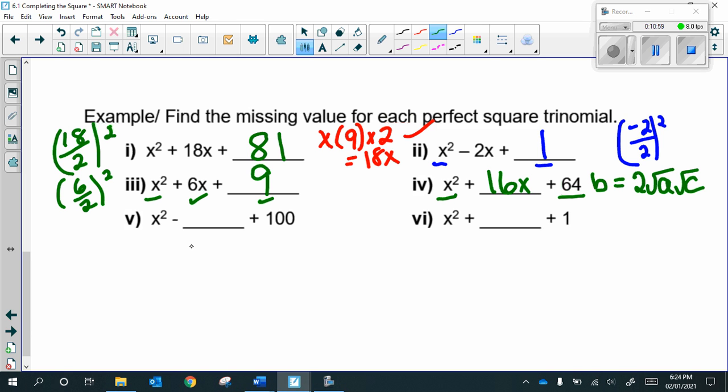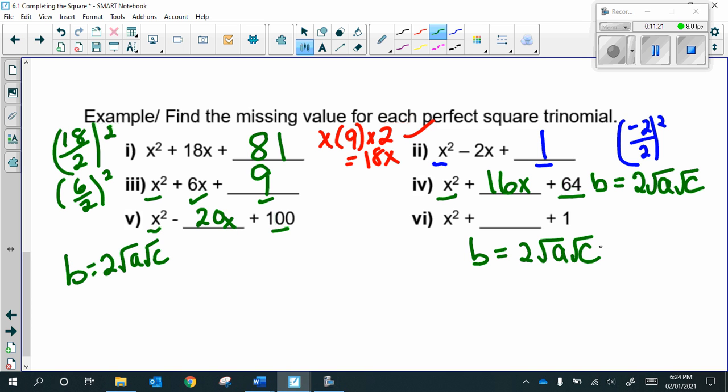And this one we're missing our b value, so I know that b is twice the square root of the outside terms. So square root of x squared is x, square root of 100 is 10, so that's 10x. Let's double that, we get 20x. And the last one, I know b is twice the square root of the outside terms. So square root of x squared is x, square root of 1 is 1, double 1x, you get 2x.